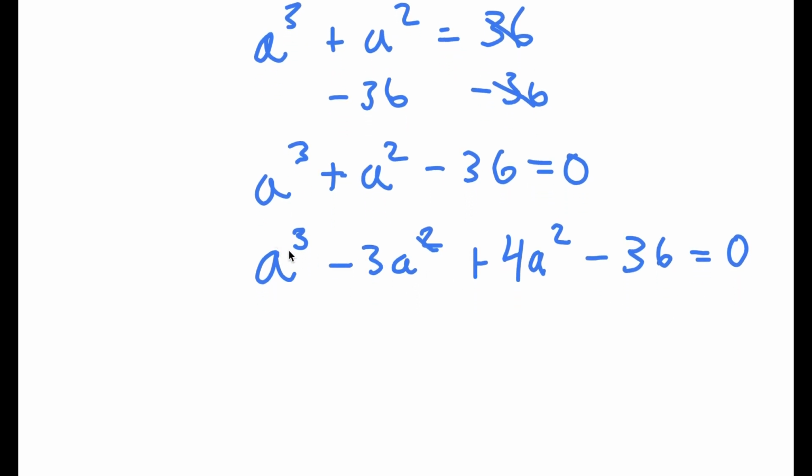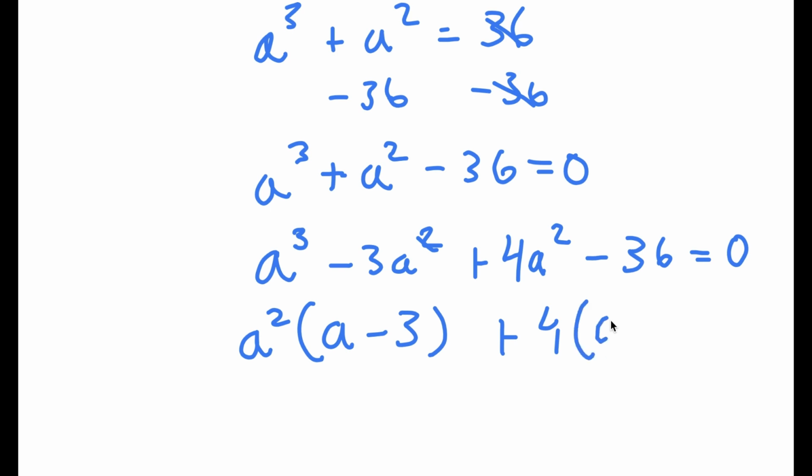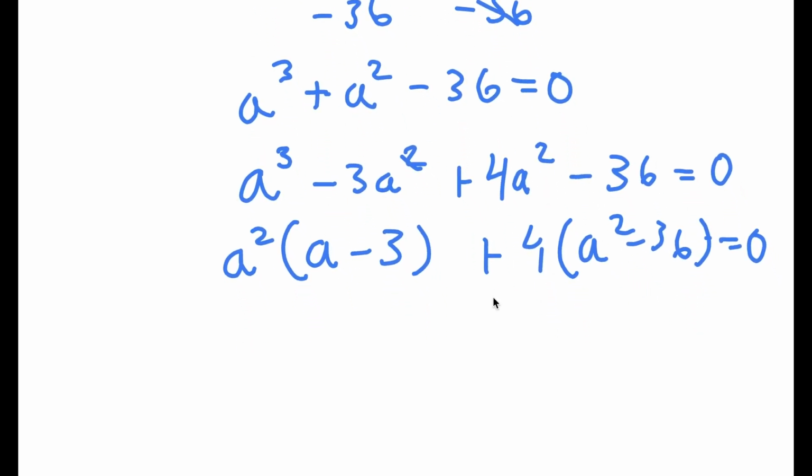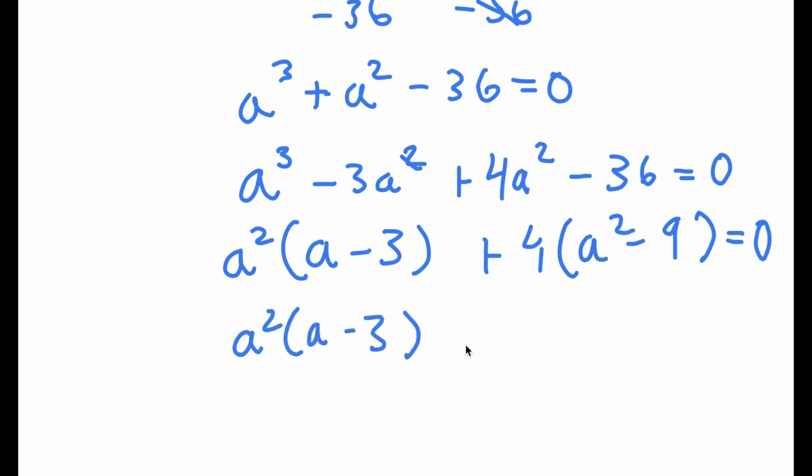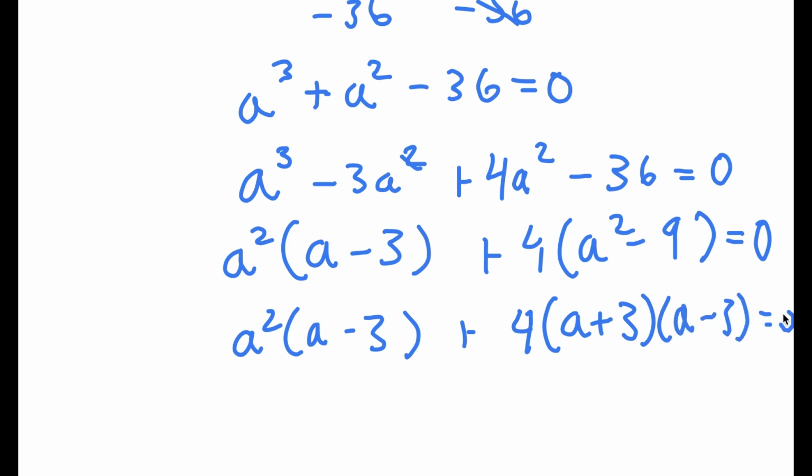Now I can go ahead and factor by grouping. So from a to the power of 3 minus 3a squared, I can factor off a squared, so I get a squared times a minus 3, plus from 4a squared minus 36, factor out 4, so I get 4 times a squared minus 9. So for a squared minus 9, I get a plus 3 times a minus 3 is equal to 0.